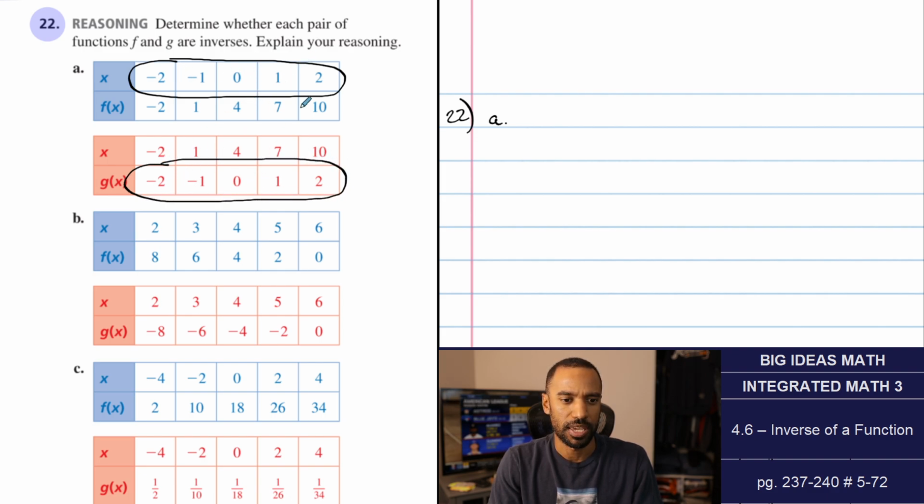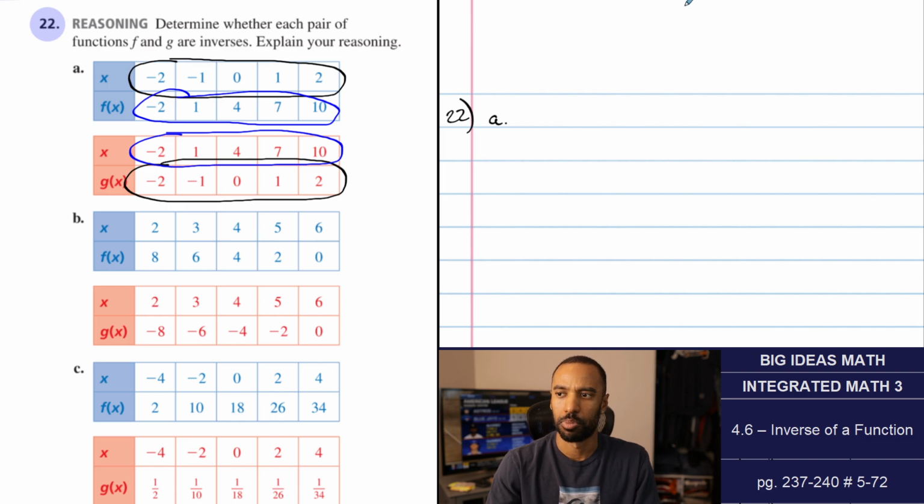So these x's become these y's. Do these y's become these x's? Yes. The x's and y's trade places. So we're looking for, do they trade places or not? So for A, I'm going to put yes. I'll put the same reasoning each time eventually. So right now I'm just going to leave it. So yes.